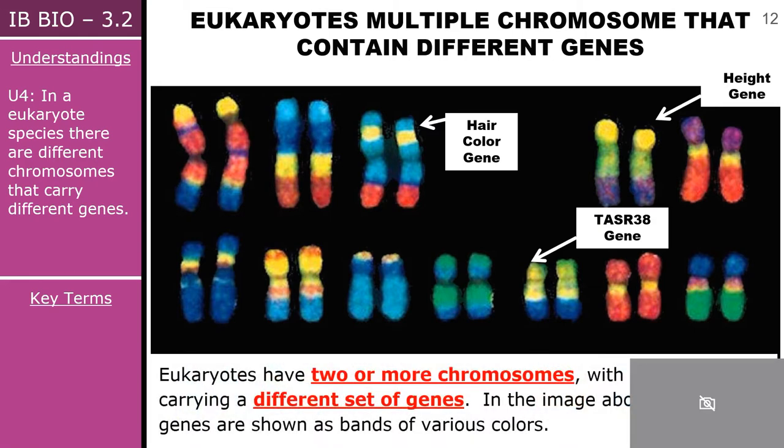So eukaryotes have 2 or more chromosomes, with each carrying a different set of genes. So this chromosome is going to have a different set of genes than that chromosome. It's going to have a different set of genes than that chromosome. You can think of them as volumes of the human code. So this would be book 1, this would be book 2, this would be book 3, and each of those books have different recipes for the different proteins that we use. And each chromosome is going to have a different set of genes.